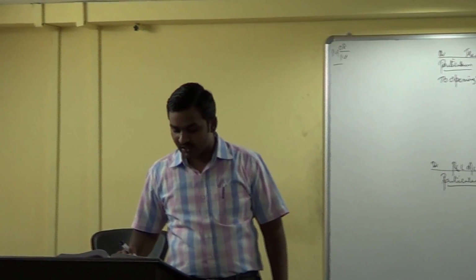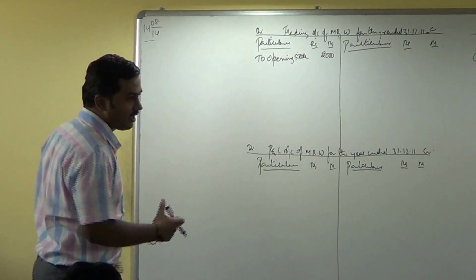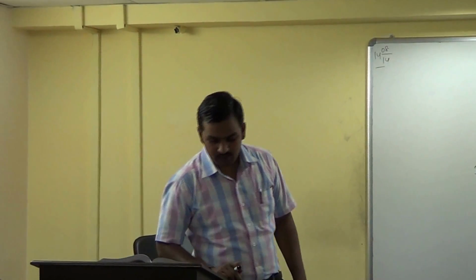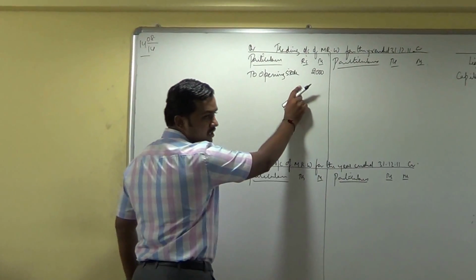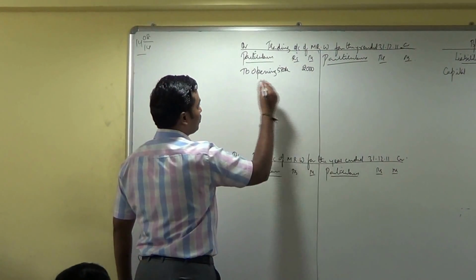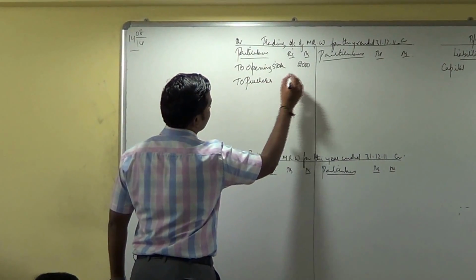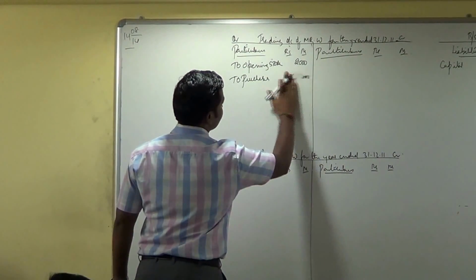Next, purchases account 18,200. Where will you show purchases? Trading account, debit side. Do you have purchase returns in the problem? You don't have any purchase returns. If you have any purchase returns, you show purchases in the inner column, less purchase returns, and you show net purchases in the outer column. To purchases, how much? 18,200.